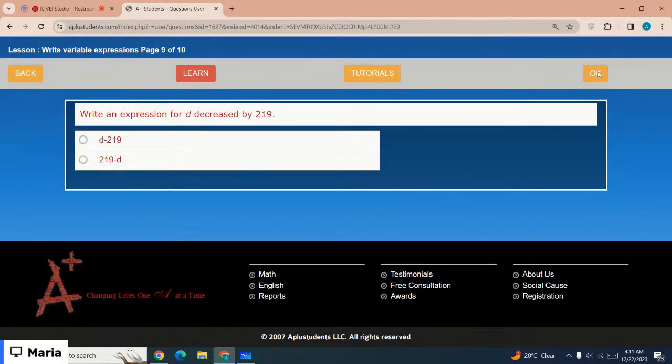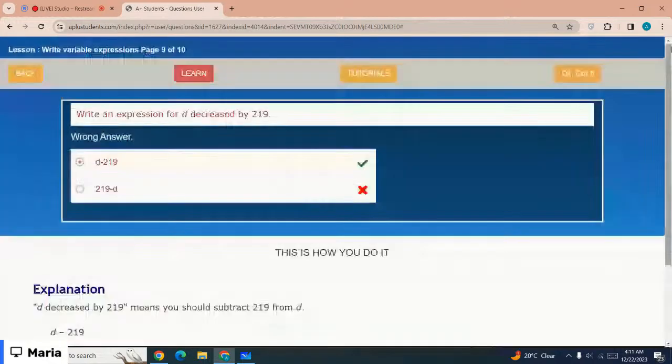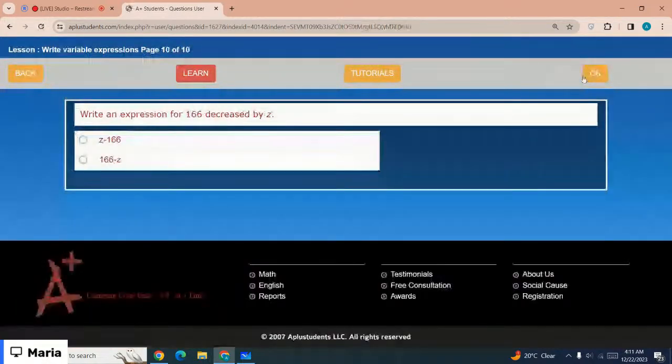D decreased by 219. Which is the correct option? That is option number 2, 219 minus D. Oh, D decreased by 219. So you have to subtract 219 from D. Option number 1 is the correct option.